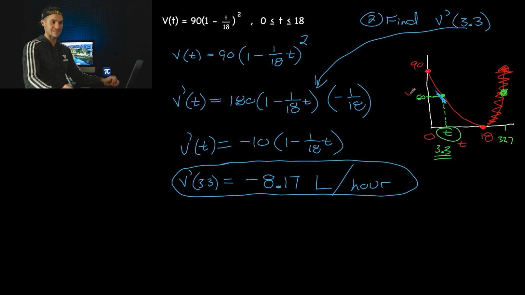how fast the leak is happening is 8.17 liters per hour, right? We got a negative here because when it's leaking, the volume is going down. You could also see with the slope of the tangent here, the tangent has a negative slope, so it makes sense that we got a negative value right here, right? So that ends up being the answer for part B.